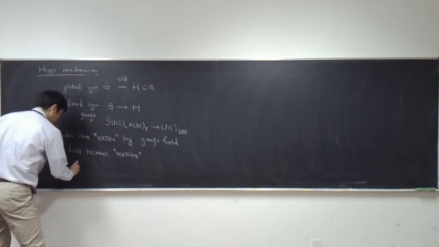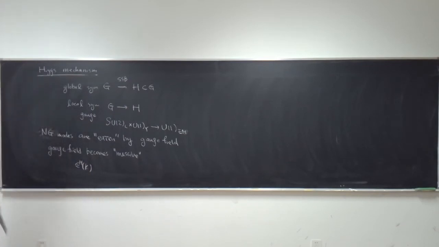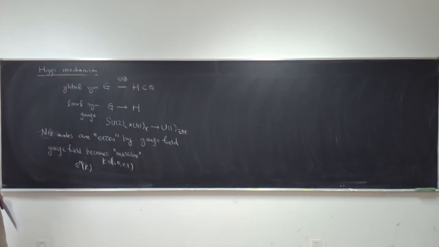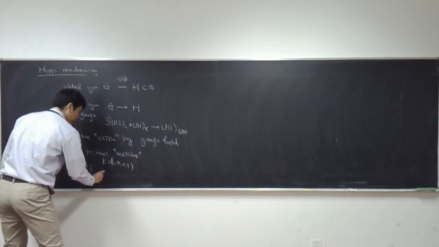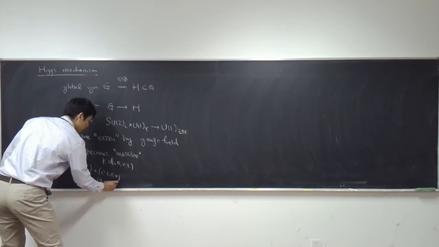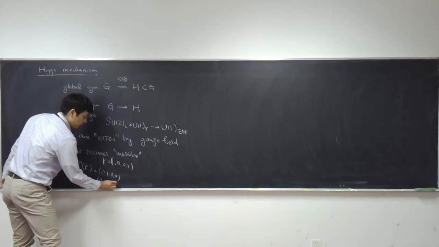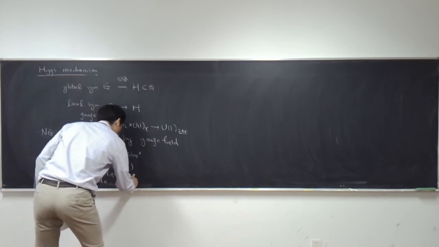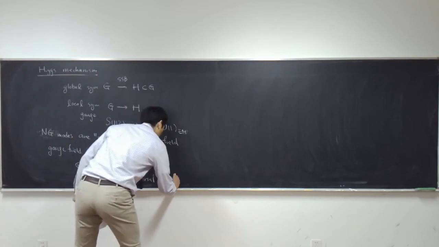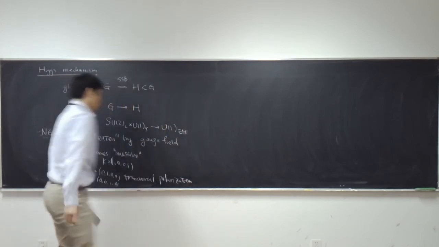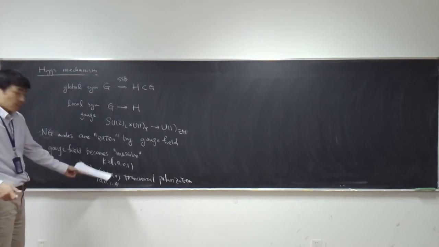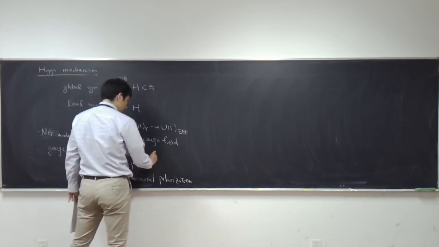So in the gauge field, if you take the polarization vector epsilon mu of k, with k equal to (1, 0, 0, 1), the only physical degrees of freedom are (0, 1, 0, 0) and (0, 0, 1, 0). So these physical degrees of freedom are the transverse polarizations.